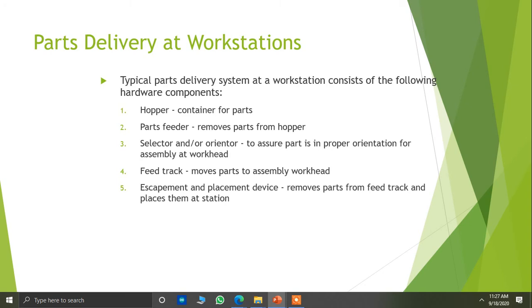Escape and placement will remove the parts from the feed track and then place them at the station. That means once it is assembled together, this will actually place the component onto the surface of the machine in order to do the process. Okay, we'll have a deeper discussion on this.